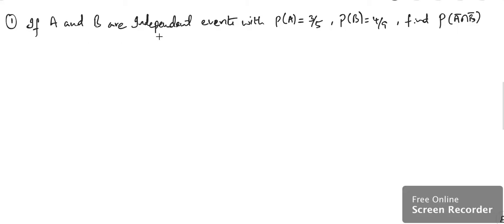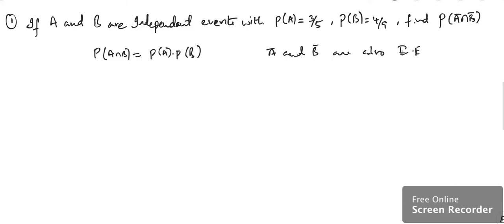So we know if A and B are independent events, what do we have? A intersection B is written as P of A times P of B. Not only that, if A and B are independent events, remember A complement, or I would say not A and not B, are also independent. So in that case, probability of not A and not B can also be written as probability of not A times probability of not B.